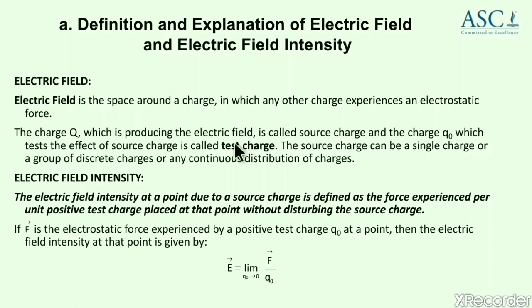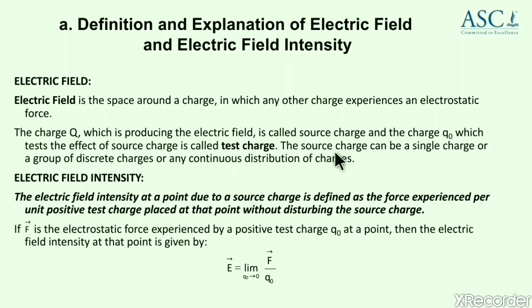What is the difference between capital Q and Q naught? Capital Q is the one which is giving the effect of electric field around it, and Q naught is the one which is examining or testing the effect of the electric field of the source charge. You can understand it something like this: capital Q is like a big rock and small q naught is like a small stone.